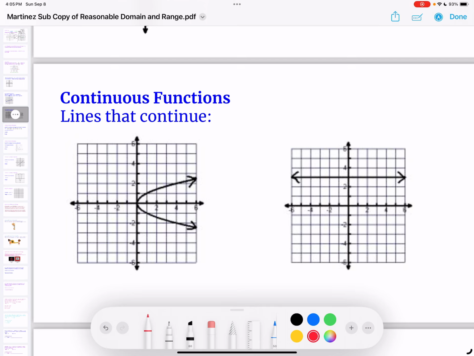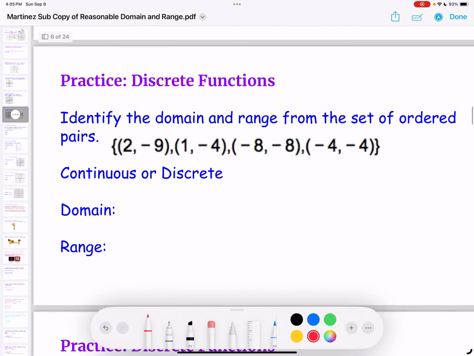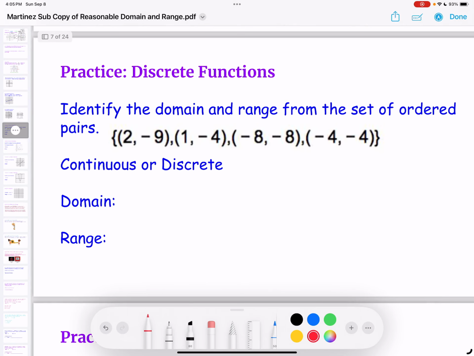Okay, so let's begin with a little bit of practice. We're going to identify the domain and range from the set of ordered pairs. Let's start with the first question: is this continuous or discrete? Well, we can see points, so we know that this represents a discrete function. It would be dots, basically.